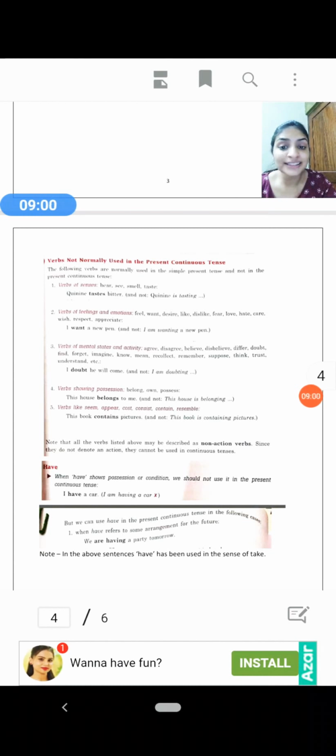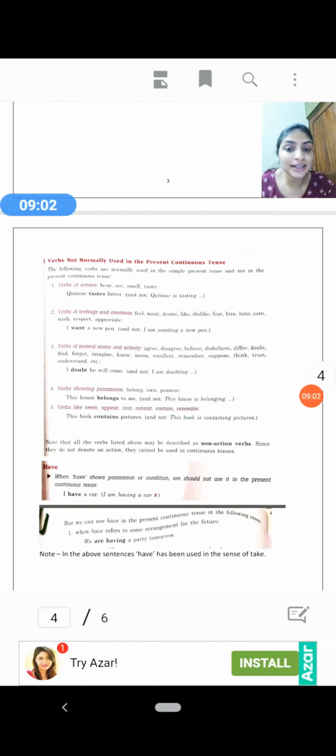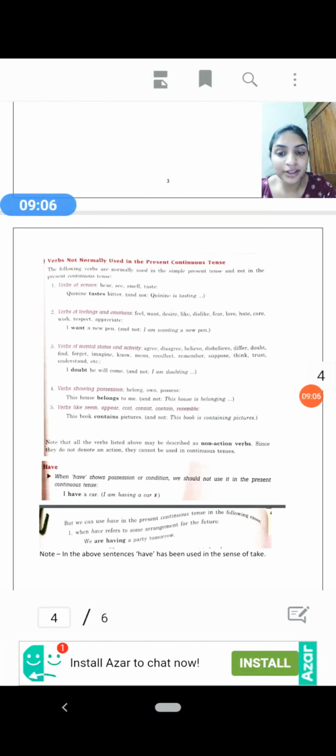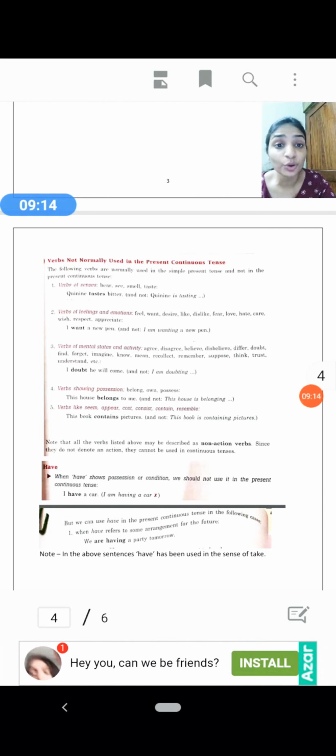Verbs like seem, appear, cause, consist, contain, resemble. You say, for example, this book contains pictures. And you do not say this book is containing pictures. You say this book contains pictures. With such verbs we do not use ing, so take care of them. Read them two or three times, you will be able to learn them also.